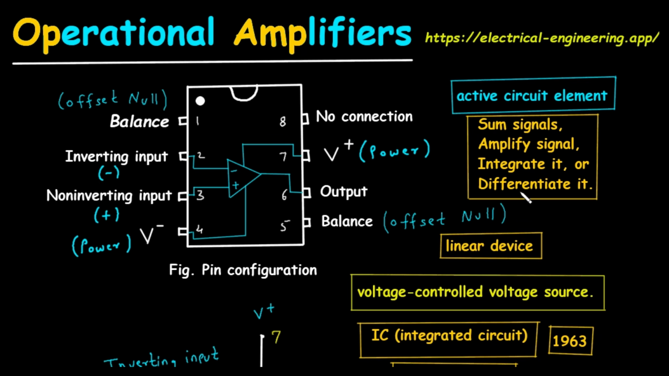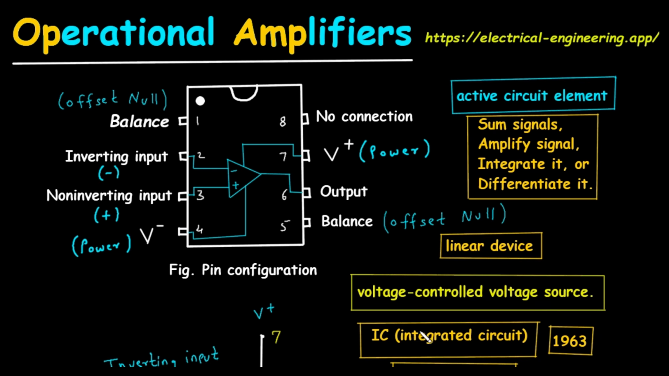Then next is linear device. It is considered a linear device but with a very important caveat that we will see later. This means that within its operating range, the output is directly proportional to the input. So that's why it is called a linear device. Then fundamentally, you can think of an OpAmp as a voltage controlled voltage source. This means the output voltage is controlled by the voltage difference between its two input terminals.